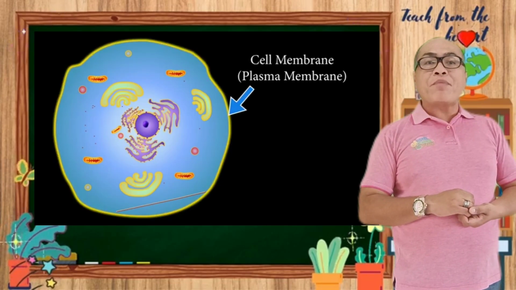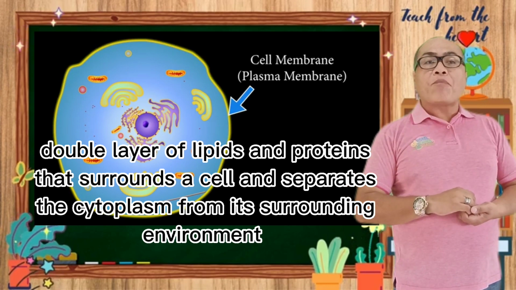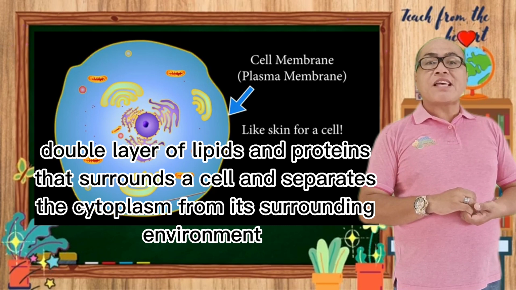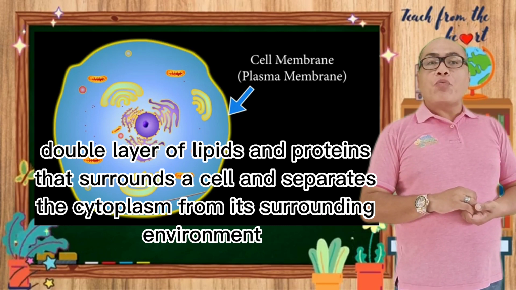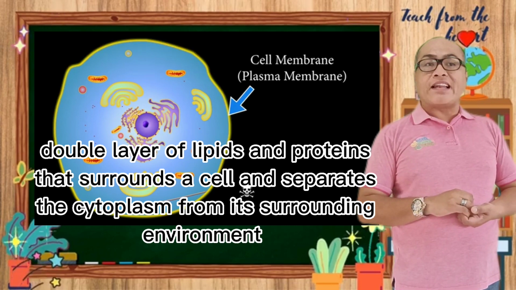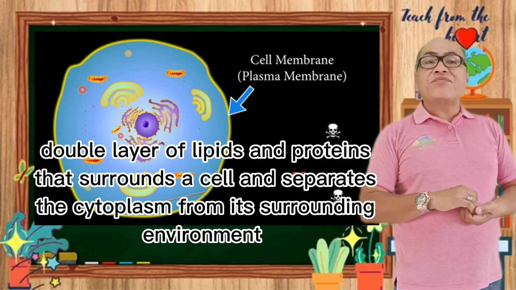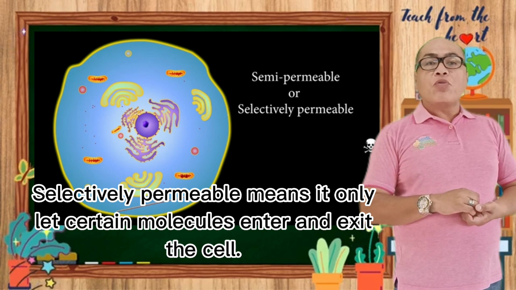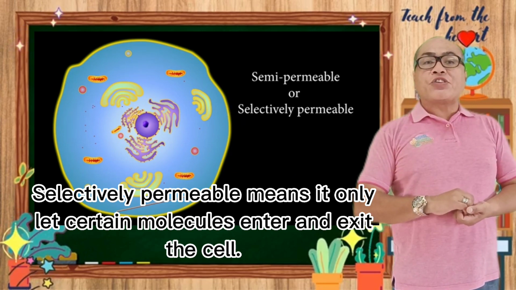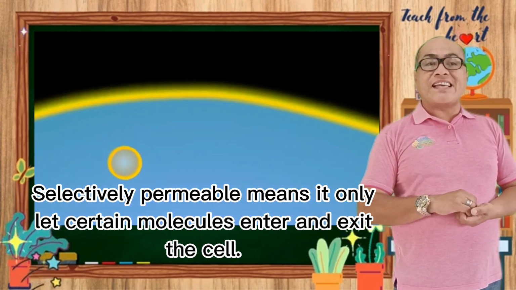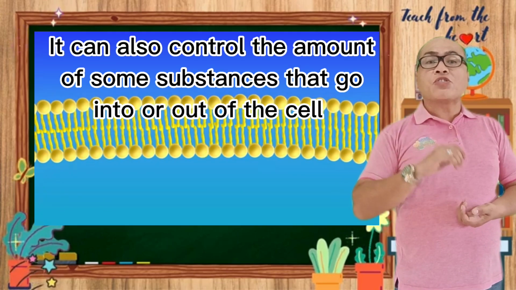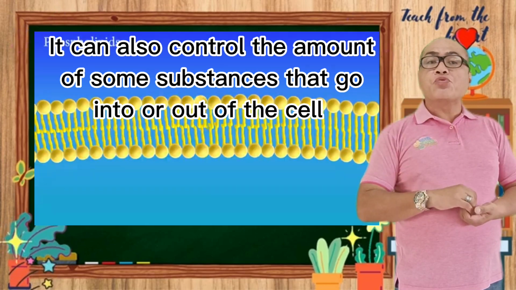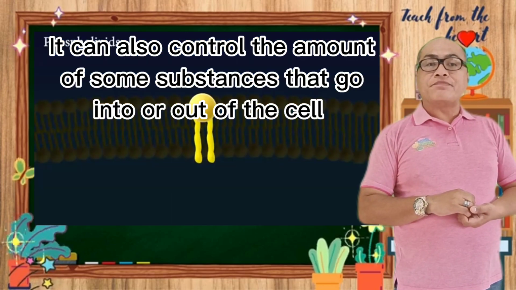The cell membrane, also known as the plasma membrane, is a double layer of lipids and proteins that surrounds a cell and separates the cytoplasm, which is the contents of the cell, from its surrounding environment. It is selectively permeable, which means that it only lets certain molecules enter and exit. It can also control the amount of some substances that go into or out of the cell.